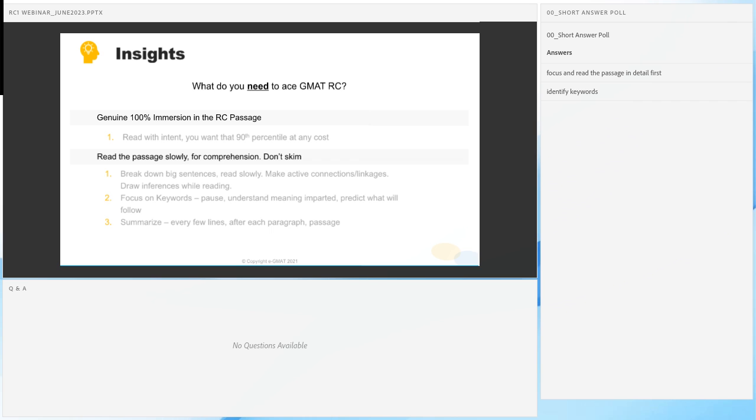Identify keywords. Focus on reading the passage in detail first. All right, more. You have to understand important things and not focus too much on the nitty gritty. Slow reading. How many of you have heard this for the first time? That if you want to ace GMAT RC, read slowly and not worry about timing.